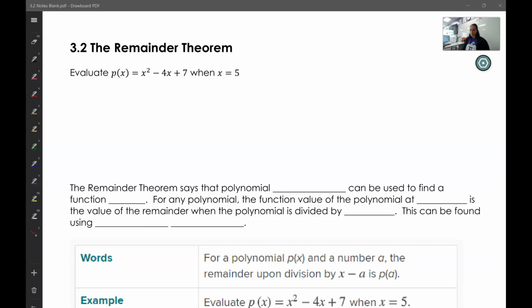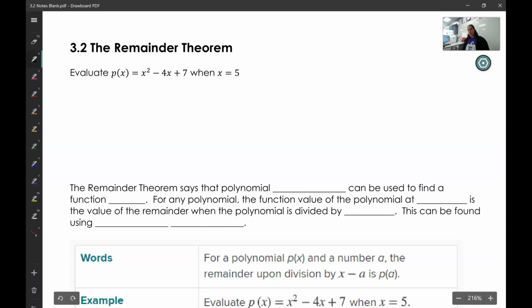Welcome to lesson 3.2, where we are going to talk about the remainder theorem. The remainder theorem has two main purposes. First is synthetic substitution, and the second is finding factors. Now, let's talk about the first one, synthetic substitution. It's kind of a weird word, but we'll talk about it as we go.